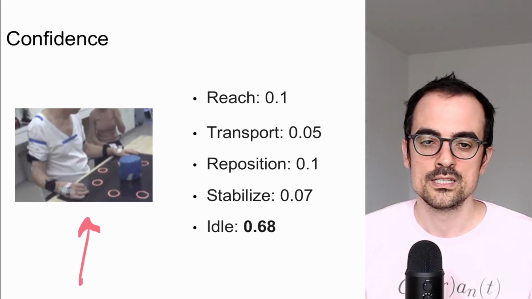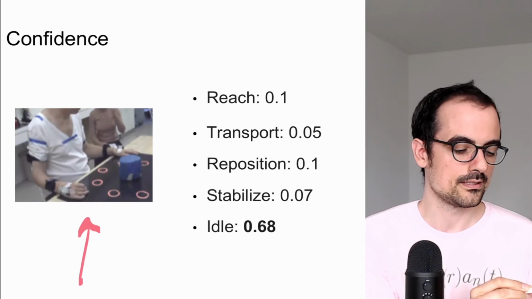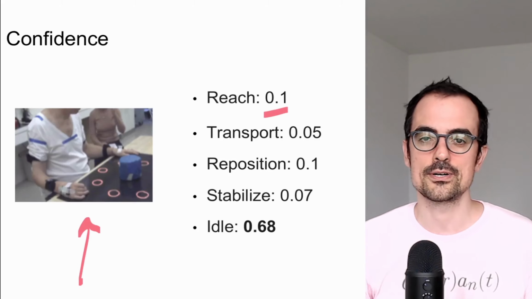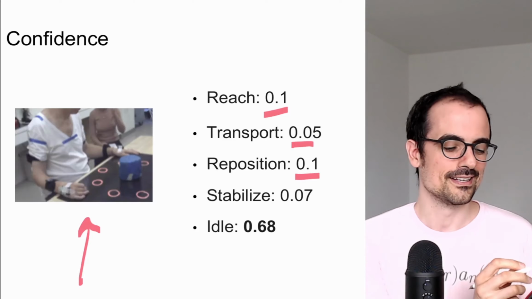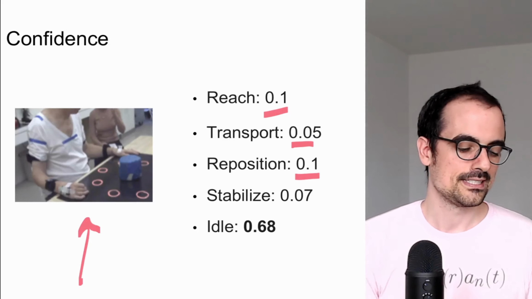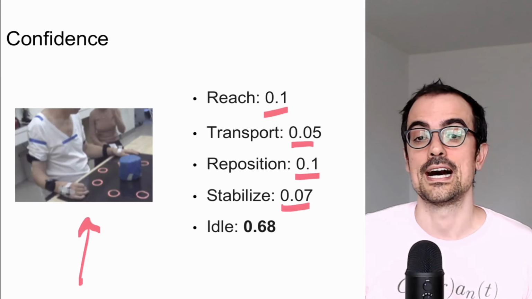So in this case, maybe the hand is not moving a lot, and the model determines that this is an idle. But it produces probabilities. So it will say, oh, I think it's 10% a reach, 5% a transport, 10% a reposition. Sorry that there's a little bit delay since I draw on the iPad and you see it on the screen. 7% stabilized and 68% idle.